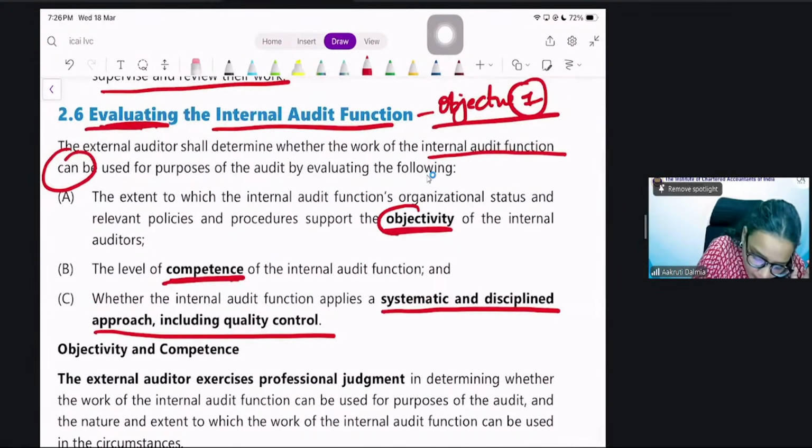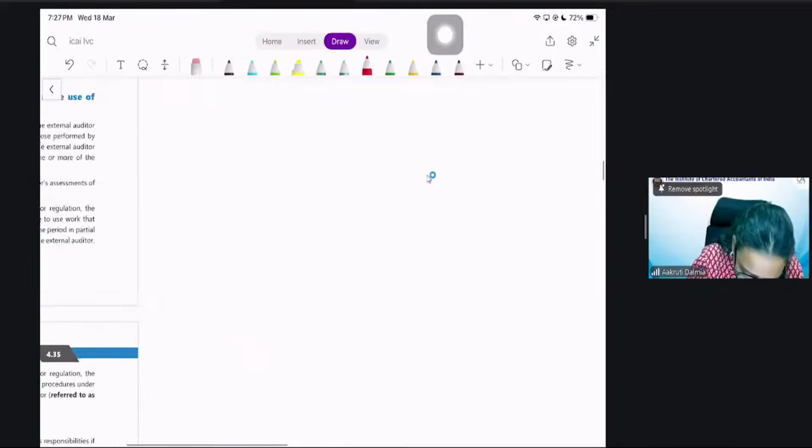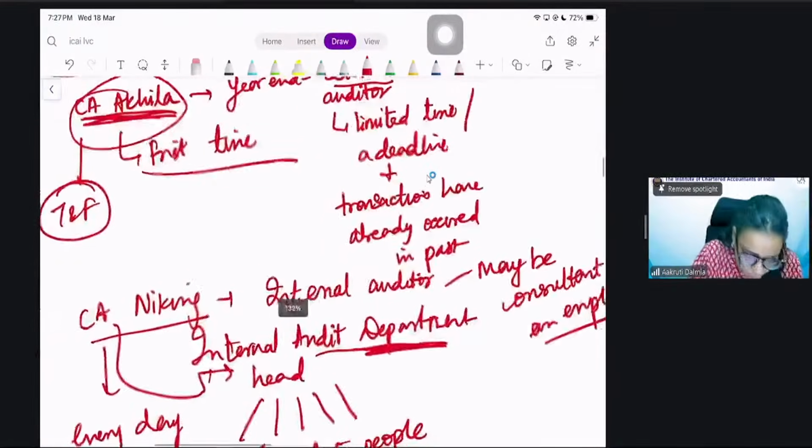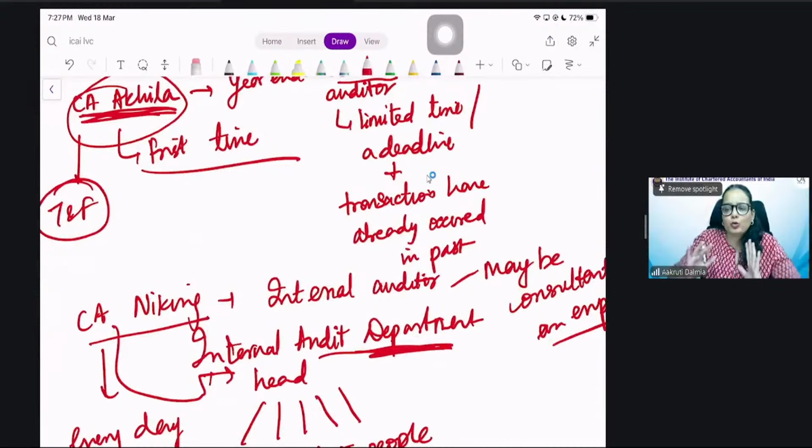First, the person who is the internal auditor. So, who was our internal auditor? Nikunj ji. So, CA Nikunj is the auditor. Akhila will check 3 things about Nikunj. So, Akhila has decided I will not use Nikunj directly in my team, but I want to use the work done by Nikunj. Okay. So, Akhila will check 3 things about Nikunj.